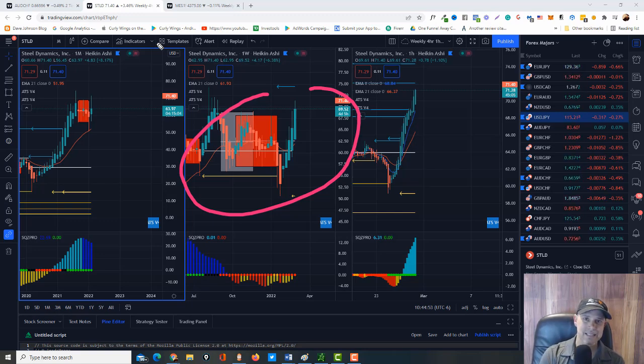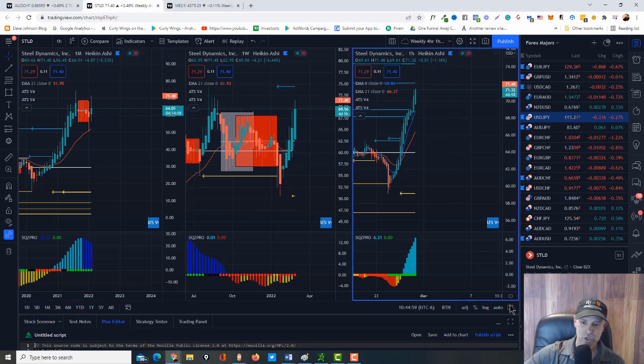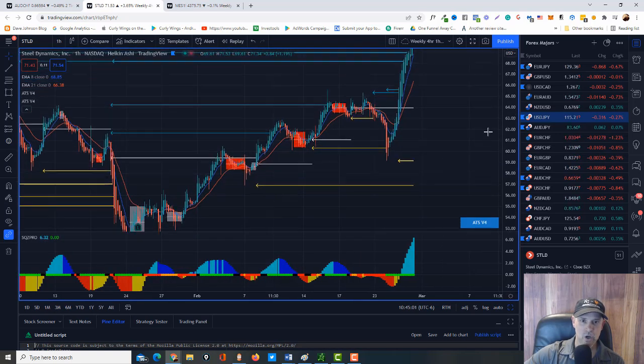And then once your bias is established, you trade in that direction. So I had a bias up on STLD. And then let me just show you really quickly. We're talking about the concept of buying under value, right? We're talking about find your squeeze, draw your box, get in under value, okay?